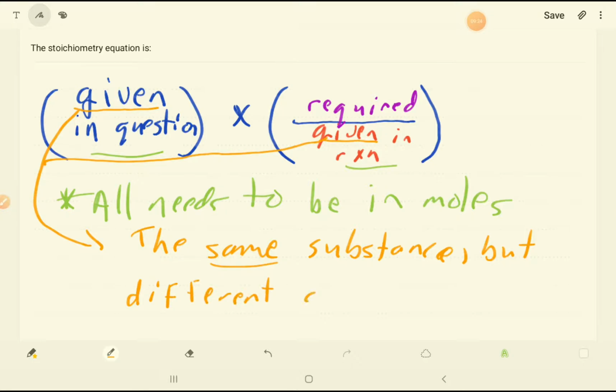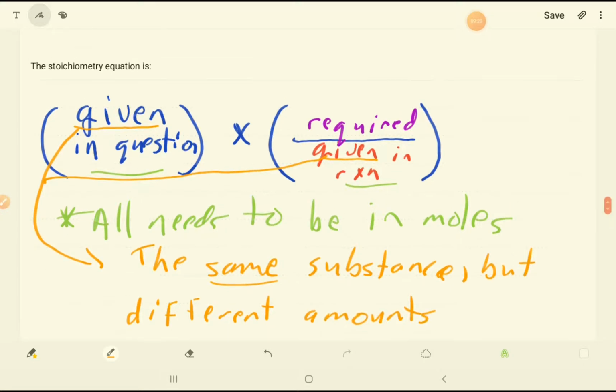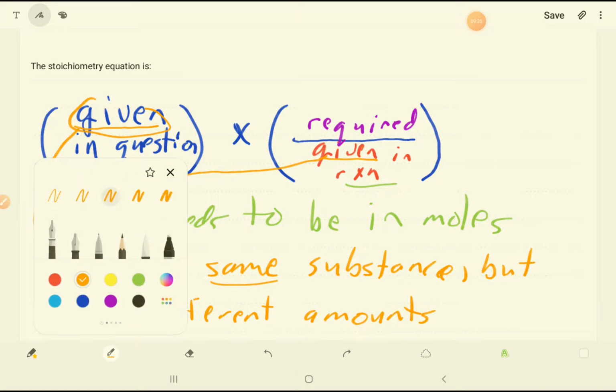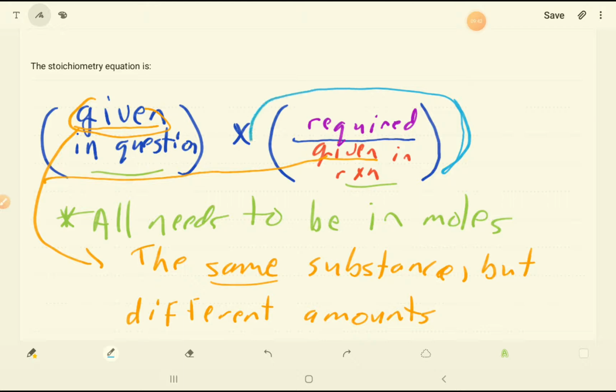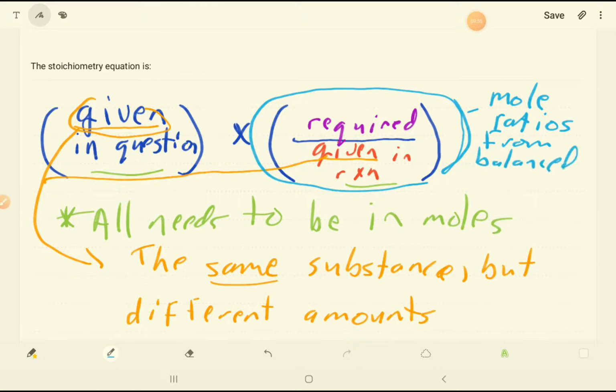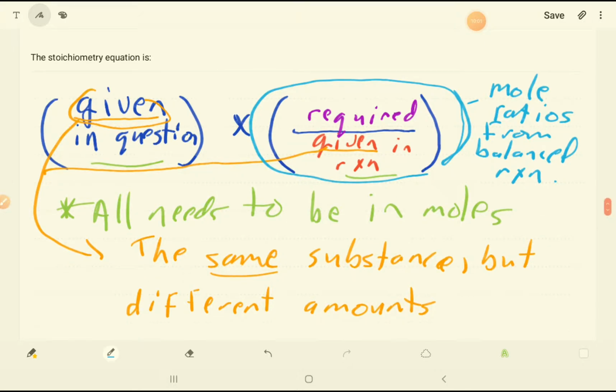And you'll see how that works when we actually plug it into the equation. So when you're solving this, make sure that this and this are going to be the same. And lastly, this entire section of the formula over here is the mole ratios from the balanced reaction. And so key things to remember is that everything has to be in moles here. The givens have to be the same substance, but they're going to be in different amounts. And the required, written in purple, is always what the question is asking for.